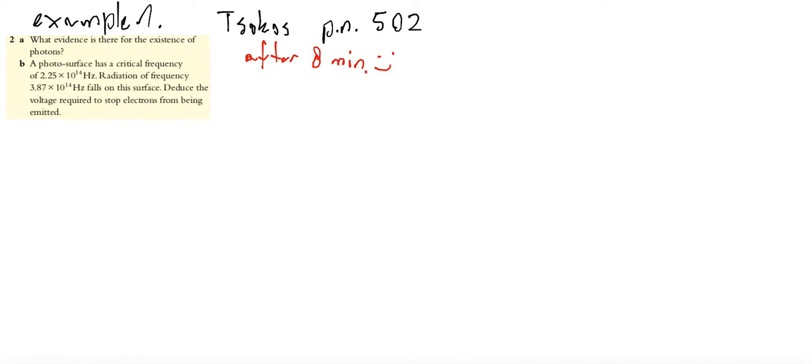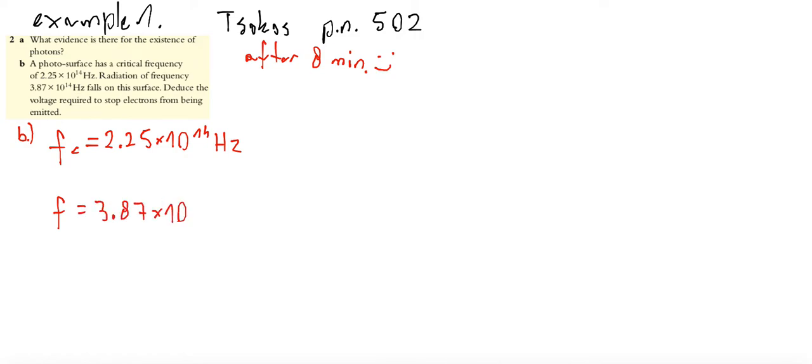And B. So let's write the data. We have the critical frequency. Again, this is the minimum frequency for which the photoelectric effect occurs, 2.25 times 10 to the power of 14 Hertz. And we have radiation of frequency 3.87 times 10 to the power of 14 Hertz falling on this surface, and we must deduce the voltage needed to stop electrons from being emitted. So the question is about the stopping voltage.